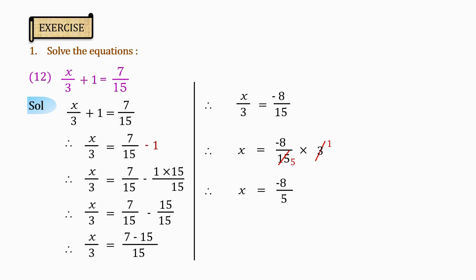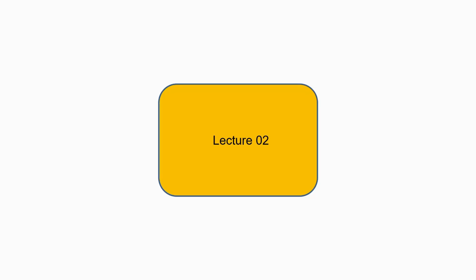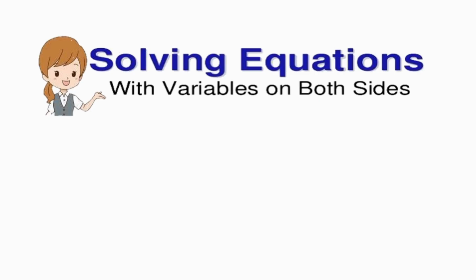So x equal to minus 8 by 5. So the solution of the equation is minus 8 by 5. Now coming to lecture 2. Solving equations with variables on both the sides.